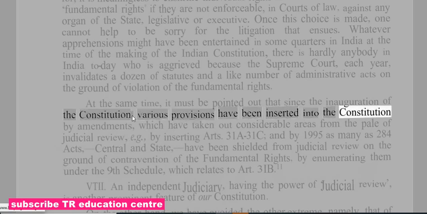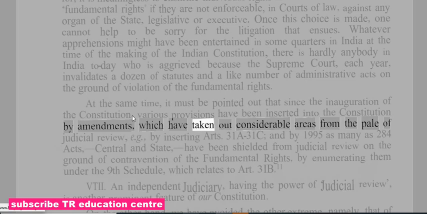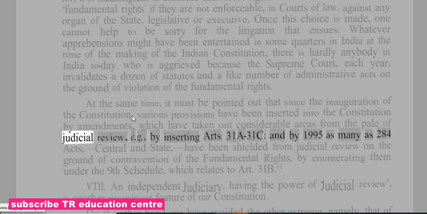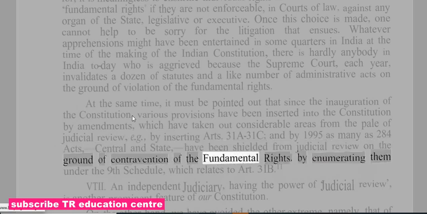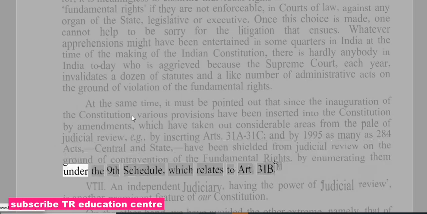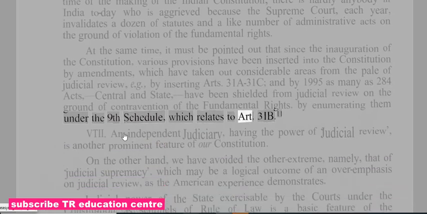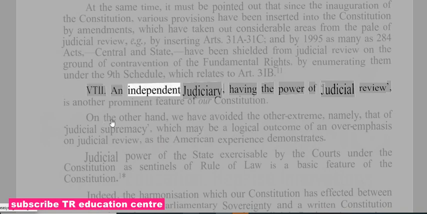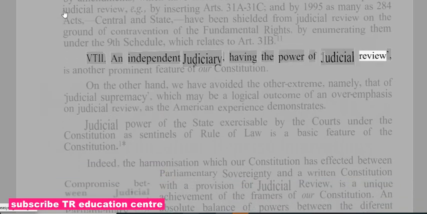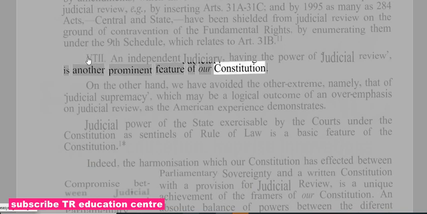At the same time, it must be pointed out that since the inauguration of the Constitution, various provisions have been inserted into the Constitution by amendments, which have taken out considerable areas from the pale of judicial review, e.g., by inserting Arts. 31A and 31C, and by 1995 as many as 284 acts, central and state, have been shielded from judicial review on the ground of contravention of the fundamental rights, by enumerating them under the 9th Schedule, which relates to Art. 31B. VIII. An independent judiciary, having the power of judicial review, is another prominent feature of our Constitution.